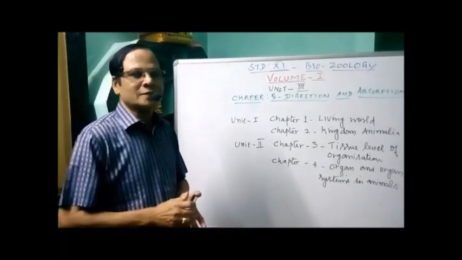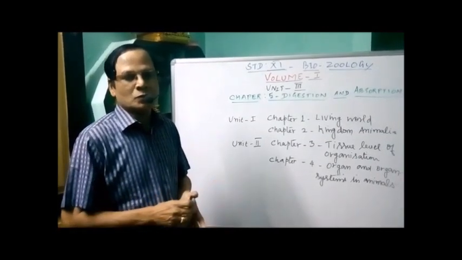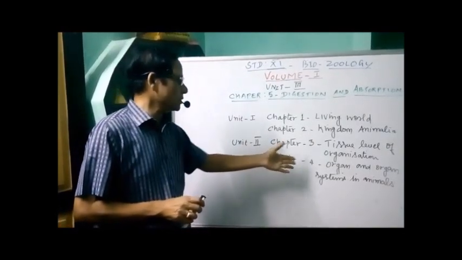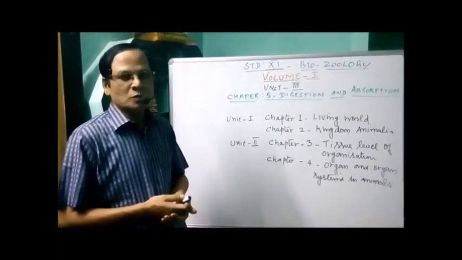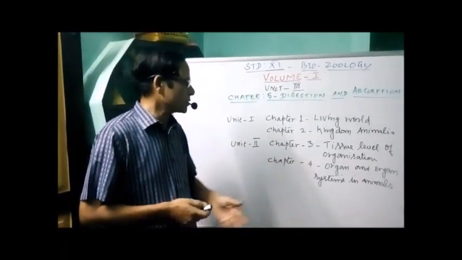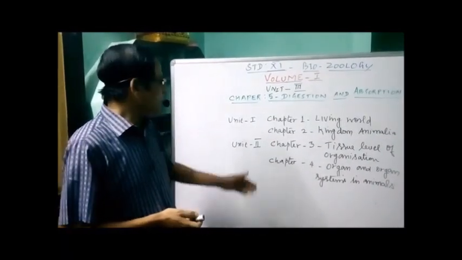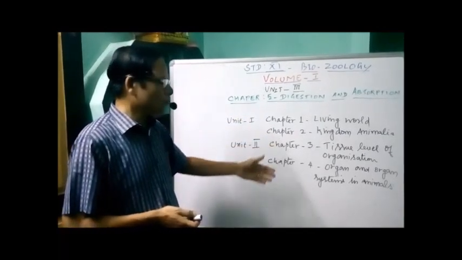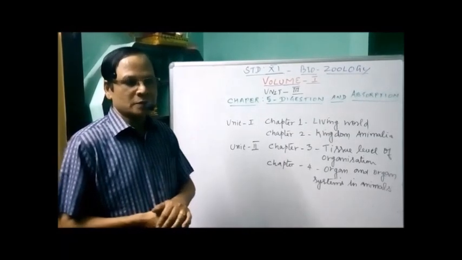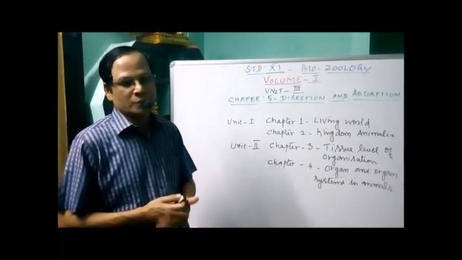What is studied in 10th standard? The structure of cockroach, the structure of earthworm, the structure of frog. That is the well-known chapter for you, Chapter 4, Organ and Organ Systems in Animals. But I am not taking Chapters 1, 2, 3 or 4 now, because I would like to take the very important part, what we call physiology.